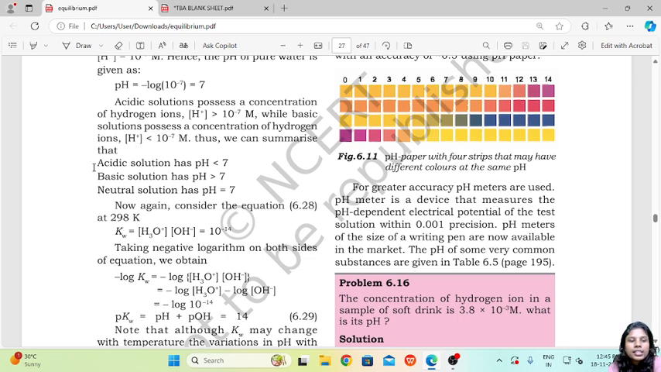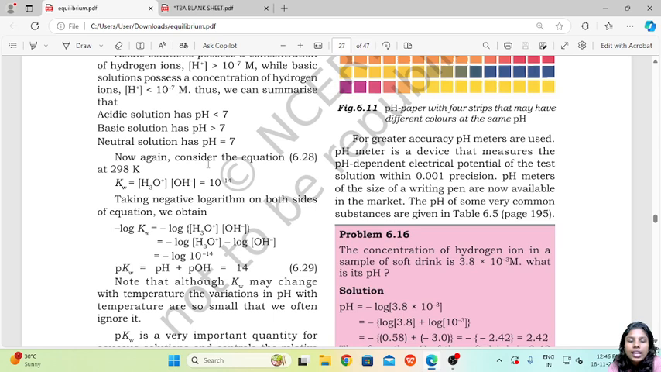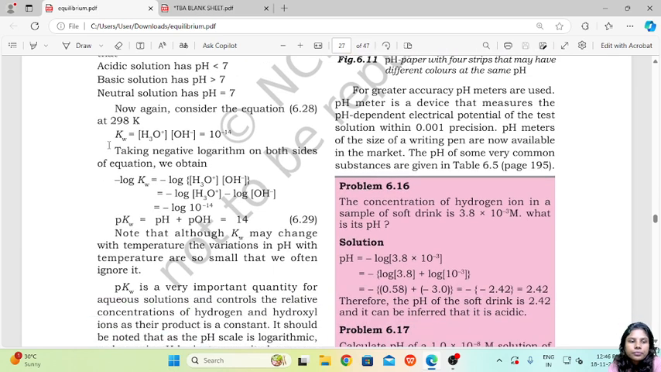Thus we can summarize that an acidic solution has a pH that is less than 7, basic will have a pH that is greater than 7, and neutral solutions, if we talk in terms of water, we know its pH is exactly 7. So it is neither acidic nor basic.